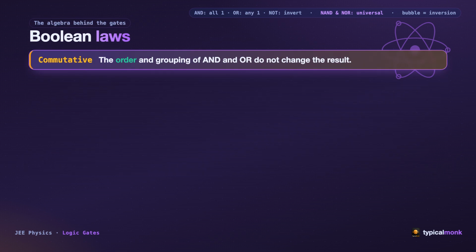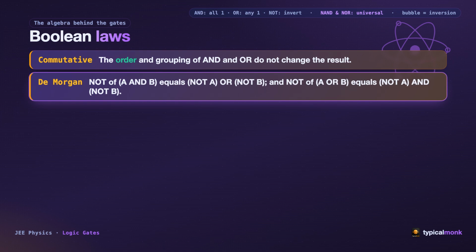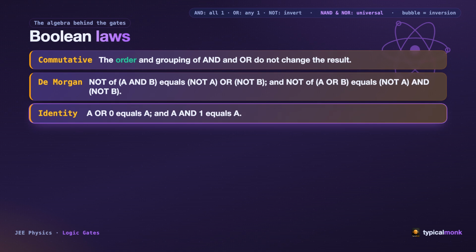Now, the algebra behind the gates. Commutative and associative. The order and the grouping of AND and OR do not change the result. De Morgan. Not of A and B equals not A or not B, and not of A or B equals not A and not B. Identity. A or 0 equals A, and A and 1 equals A.